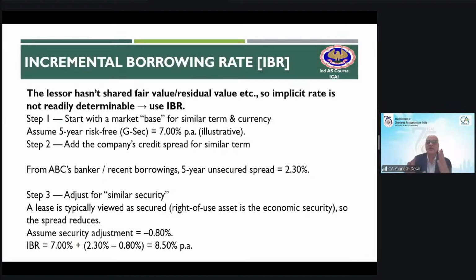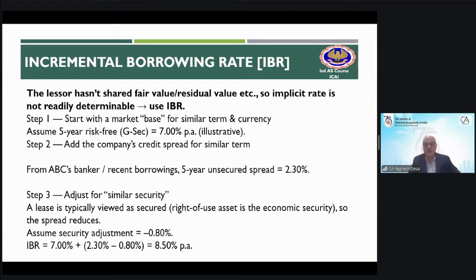But technically, there is one more way to look at the incremental borrowing rate. This is given in Ind AS 109. You start with the market base rate for a similar term and currency. Assume the 5-year risk-free G-Sec is 7%. Add the company's credit spread over the term, which is maybe about 2.3%. And you give a security, which has the result of bringing down the rate. Assume the security adjustment is 0.8. So in this case, your incremental borrowing rate is 8.5%.